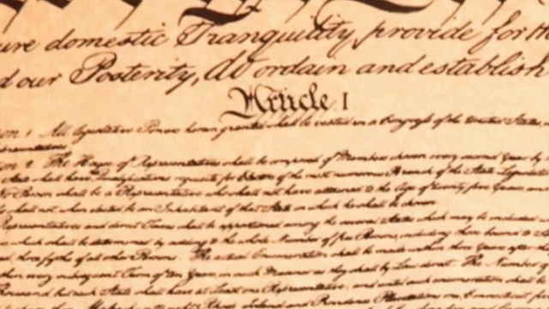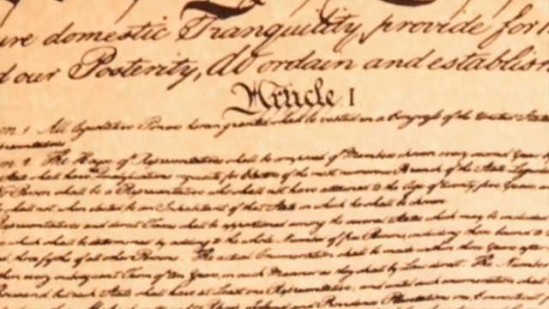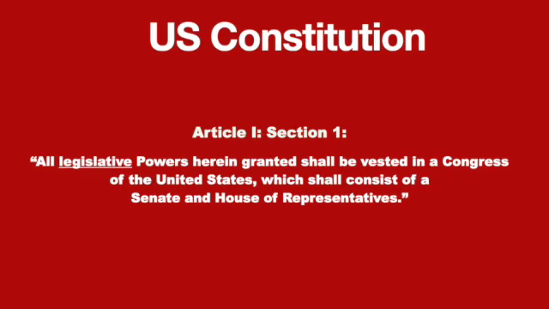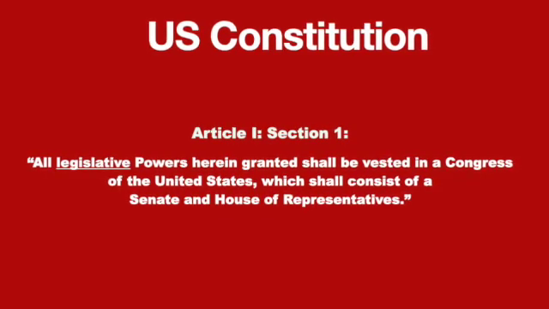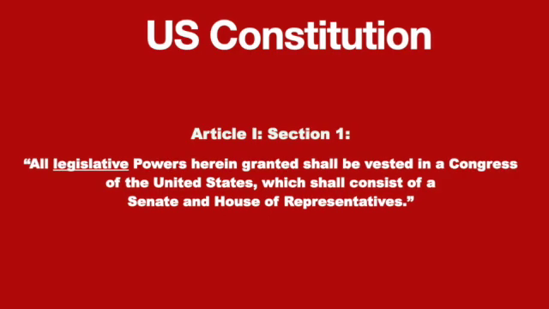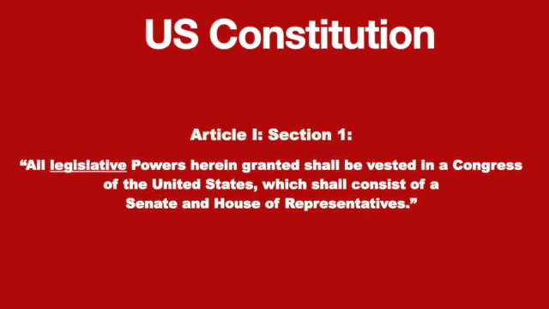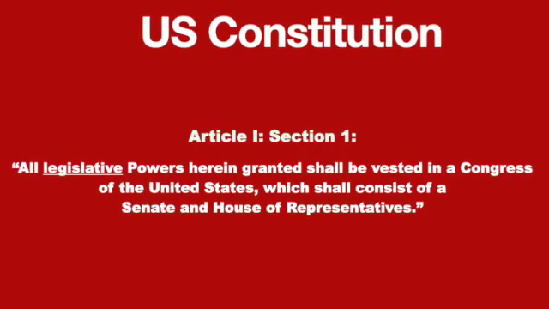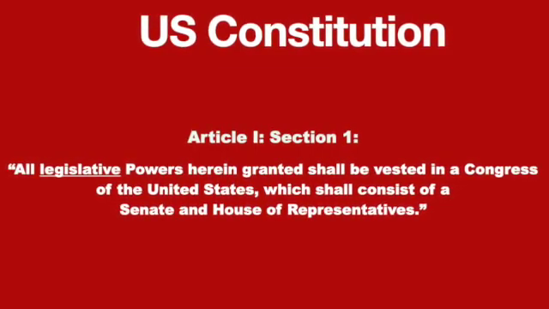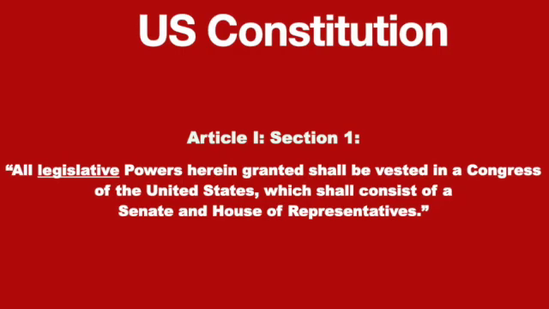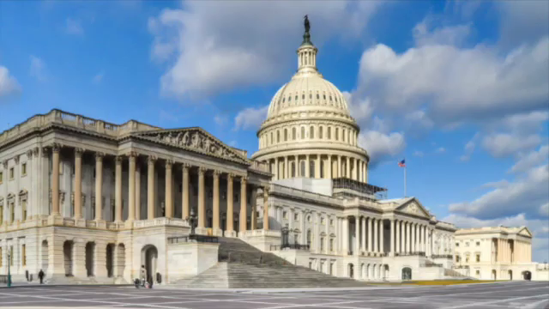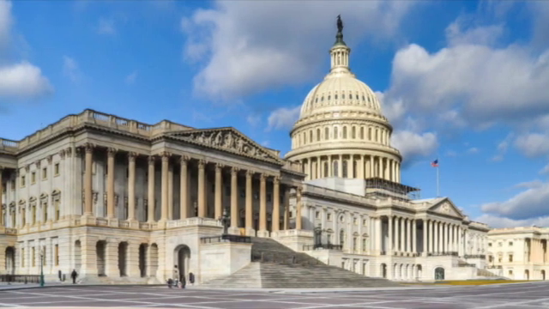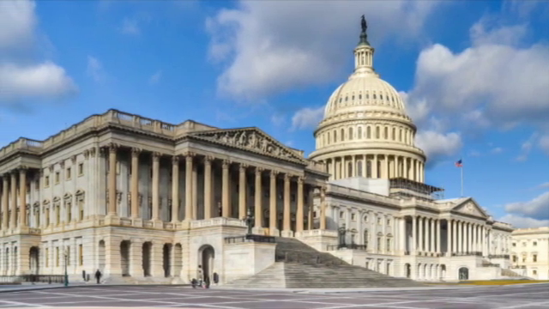We find this in Article 1, outlining the legislative branch. It begins by stating that all legislative, or law-making powers, herein granted shall be vested in a Congress of the United States, which shall consist of a Senate, which contains 2 senators from each state, and a House of Representatives, where a state's representation is based on their population.